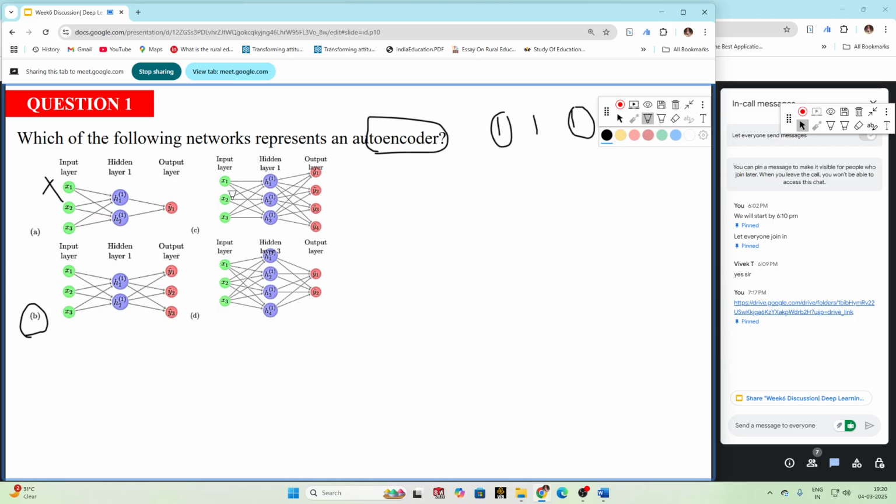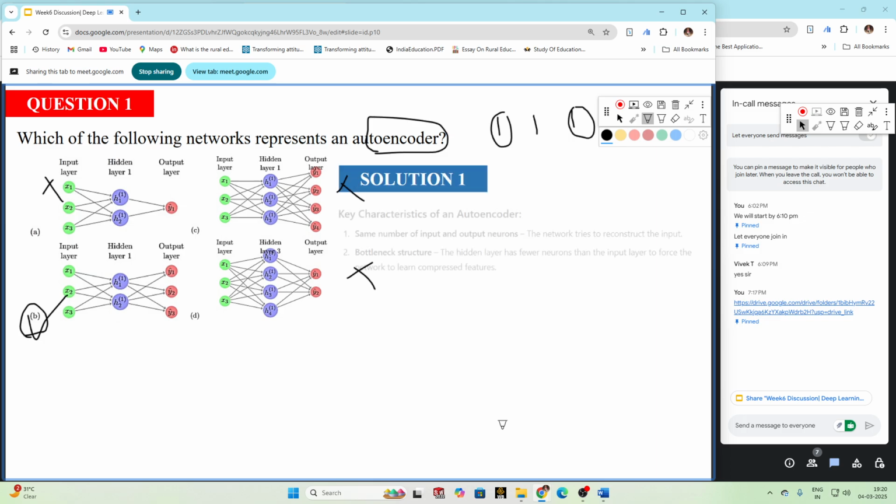This second option, number of neurons in the input layer is not equal to number of neurons in the output layer. That is, number of neurons in the input layer is 3, here it is 4. So again, this is also not right. Now what about D? D is also number of neurons in the input layer is 3, number of neurons in the output layer is 2. So again, this is false. So option B is your correct answer.